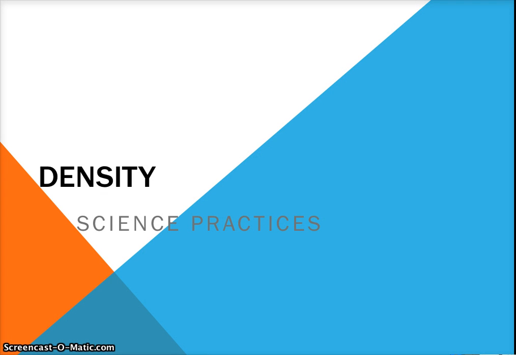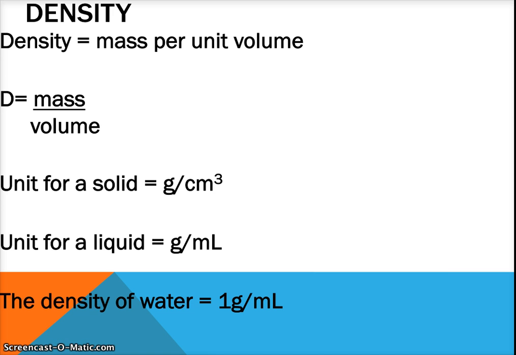This video reviews density. The density of an object is its mass per unit volume. The formula for density is mass divided by volume. The unit for density of a solid is grams per cubic centimeter. The unit for density for a liquid is grams per milliliter. The density of water is 1 gram per milliliter.